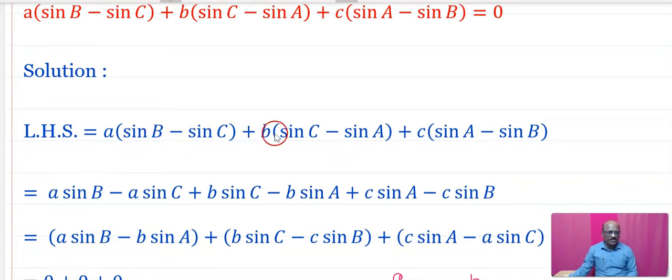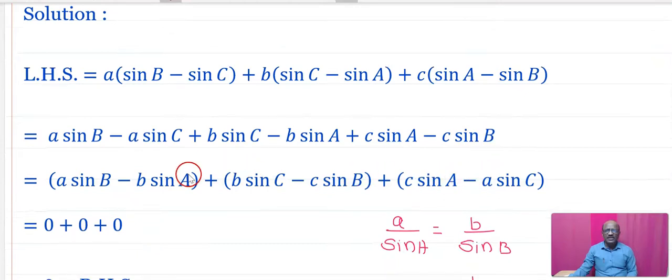Now if we multiply the a with this bracket, b with this bracket, and c with this bracket, then you will get a sin B minus a sin C, b sin C minus b sin A, c sin A minus c sin B. And if we collect the terms like this, that is a sin B minus b sin A, and b sin C minus c sin B, and c sin A minus a sin B, and that's the value of the first bracket. Second bracket is 0.